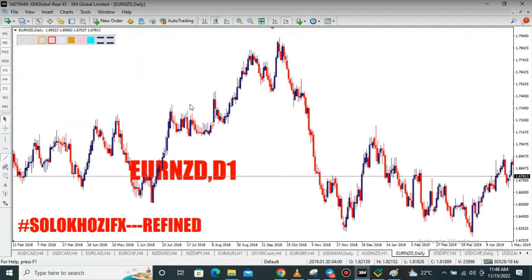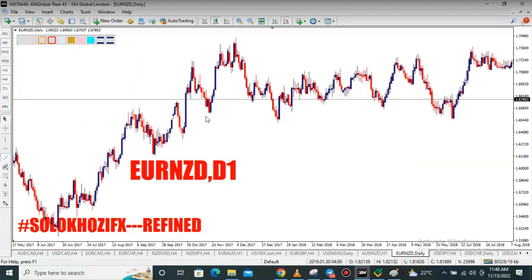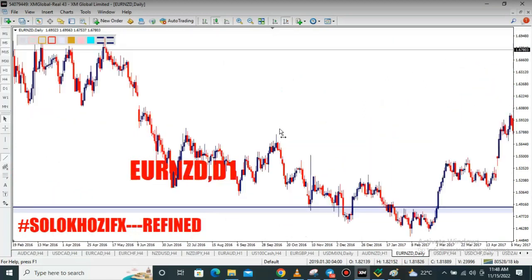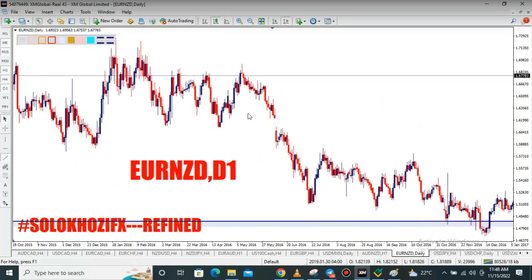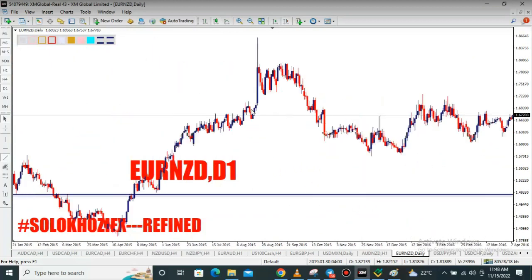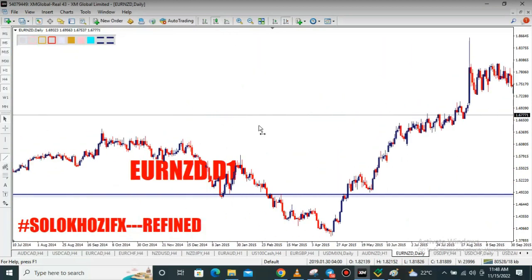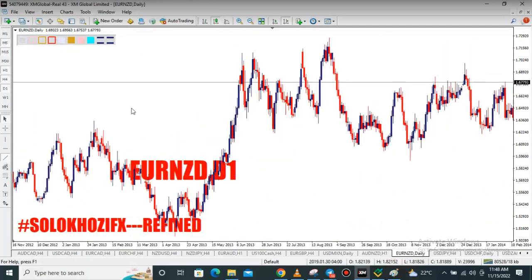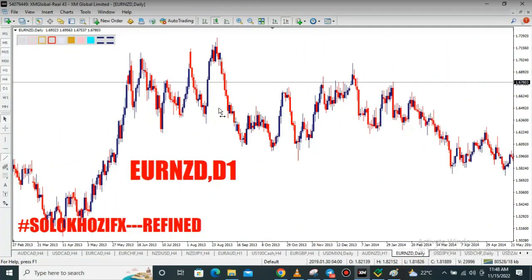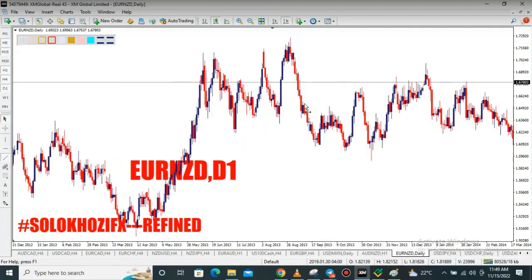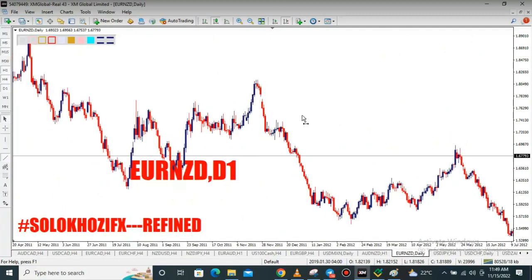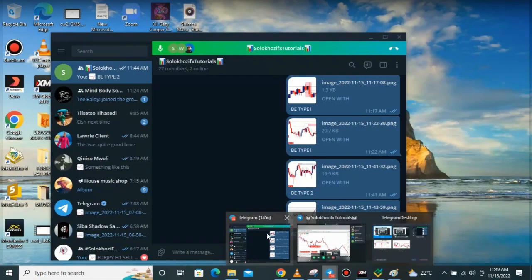Imagine getting this type 2 on daily time frames, because it always snipes, always. Once you get it, it will just snipe most of the time. Okay, I think we should move on to our third example.